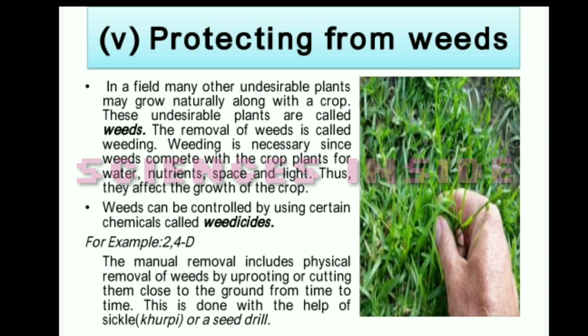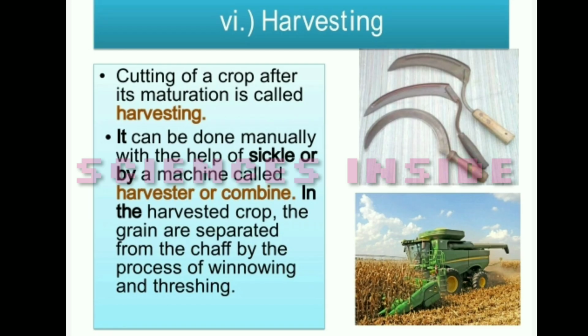Fungicides are used for destroying fungi. Many copper salts and sulfur salts are examples of fungicides. Crops are cut and gathered once they are matured. This process is called harvesting. The cutting of a crop after its maturation is called harvesting. It can be done manually with the help of a sickle or by a machine called a harvester or combine.